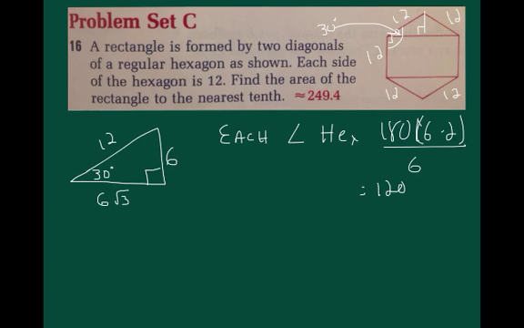Now, I recognize that since this is an isosceles triangle, 6 root 3 will be half of the length of that diagonal. So my rectangle's area is going to equal 12 times 12 root 3, which is 144 root 3.